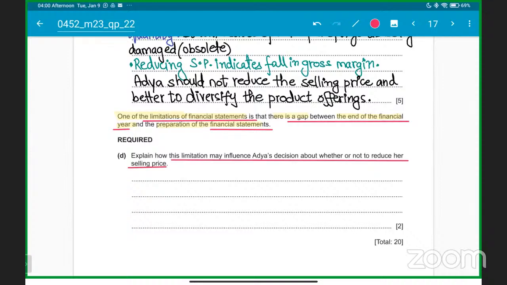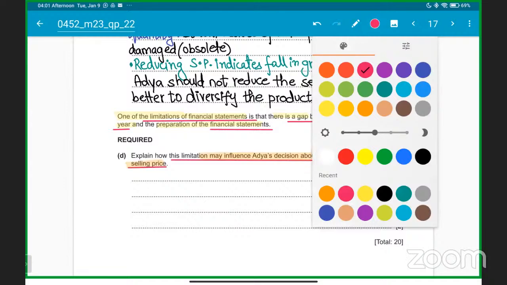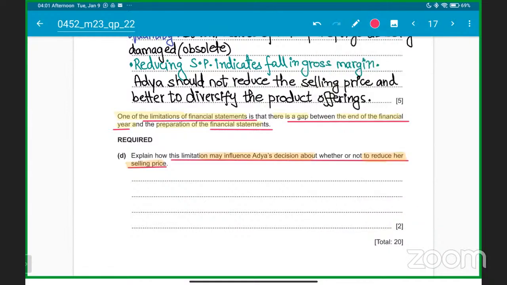Explain how this limitation will influence, because there is definitely a gap period between when the financial statements are made and when the year ends. So how will she take this into account as a sole trader for her decision making about whether to reduce the selling price or not? So what do you think?